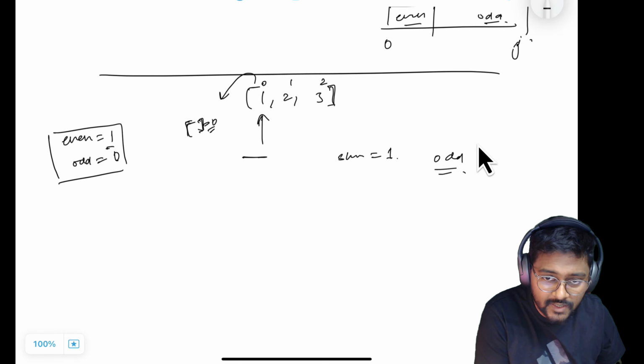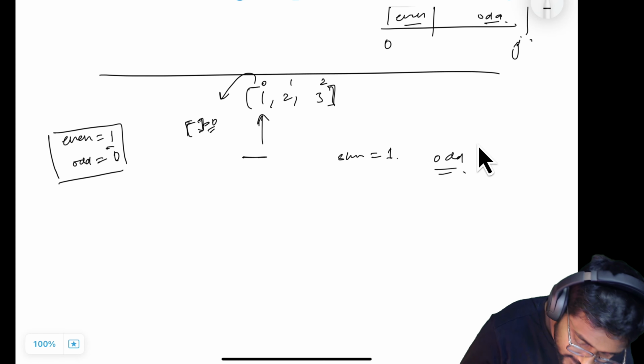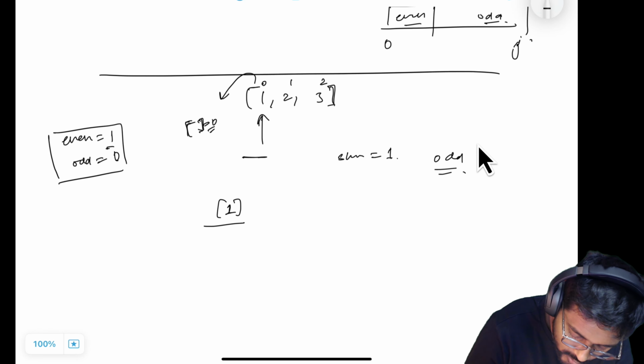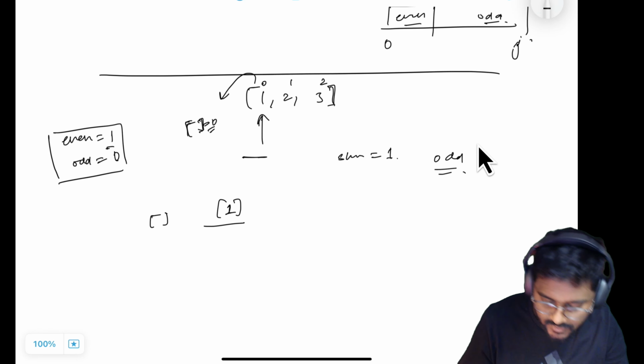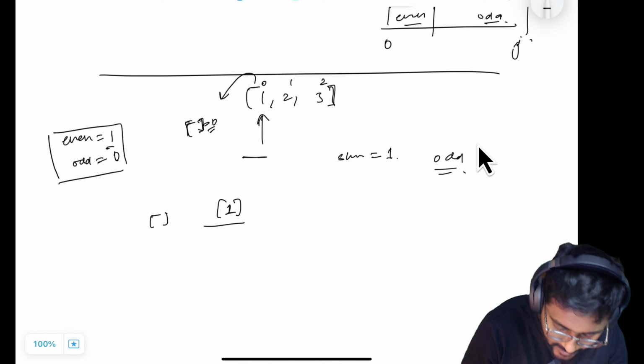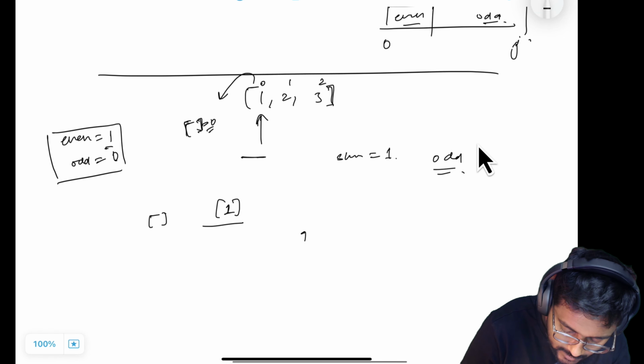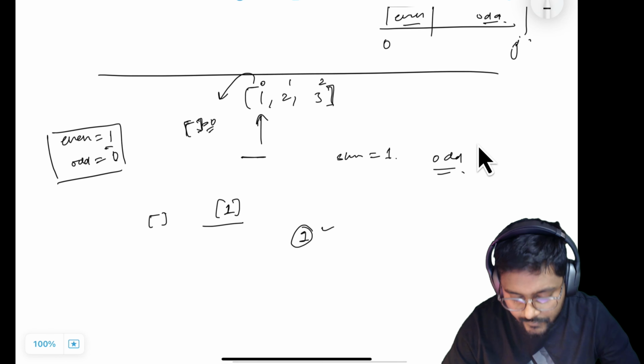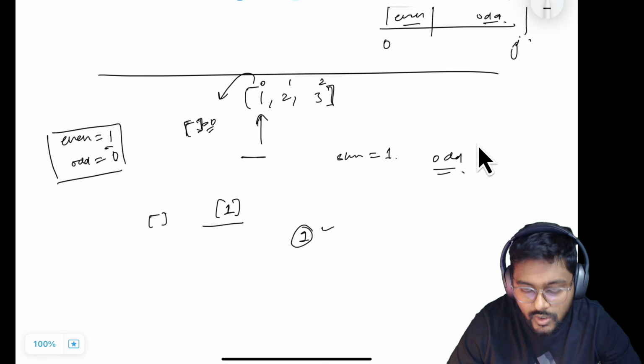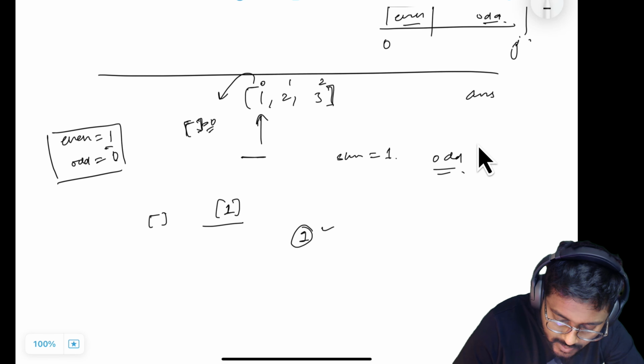For index equal to 0, we have one even portion on the left side. If I remove that even portion, so till 1, this is my whole array. There is one portion on the left side, which is the empty subarray. If I remove the empty subarray from this, ultimately the remaining sum will be 1, and that will be contributing to my answer. So my answer will be 1.